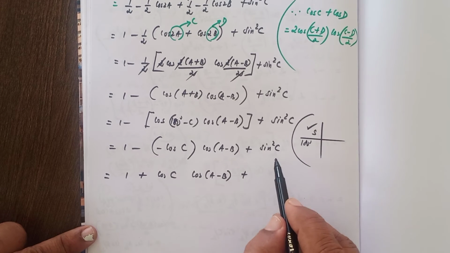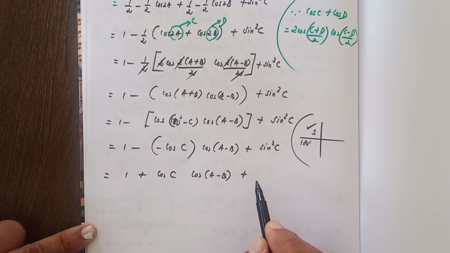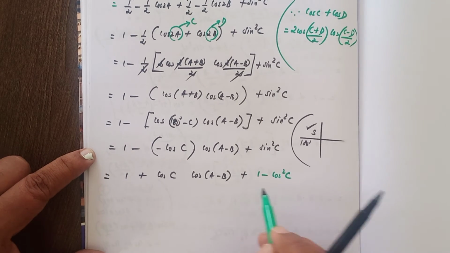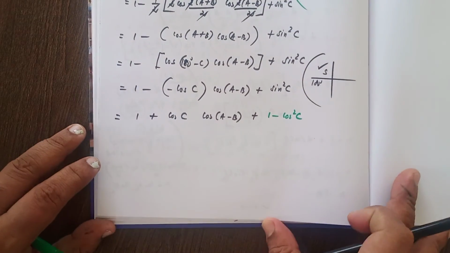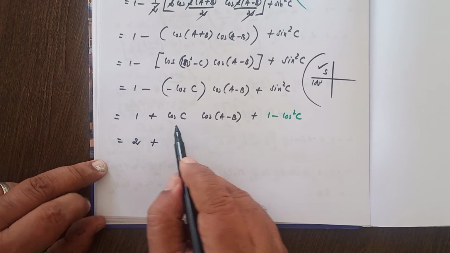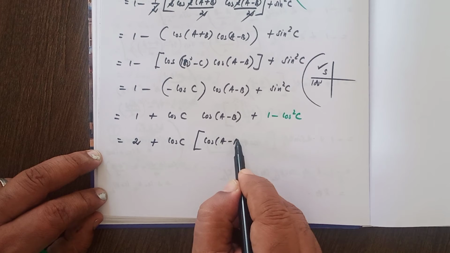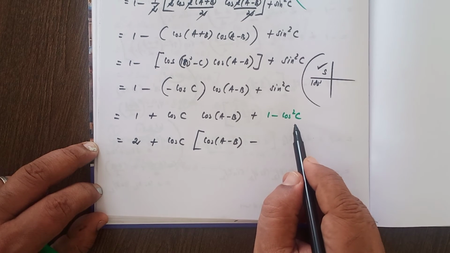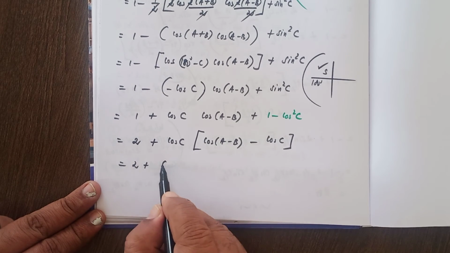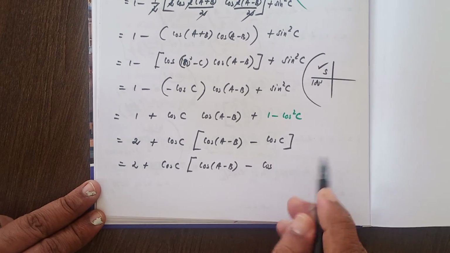Since we have a cos C, we have to write sin squared C in terms of cos. Then only can we take cos as common. So sin squared C can be replaced by the formula 1 minus cos squared C, because sin squared theta equals 1 minus cos squared theta. That is equal to, these two can be added, 1 plus 1 equals 2, plus here cos C, here cos squared C, you can take cos C as common. If we take cos C as common, you will be getting cos of (A minus B). Here minus, I have taken one cos C as common, so one more cos C will be there. That is equal to 2 plus cos C into cos of (A minus B) minus cos C.